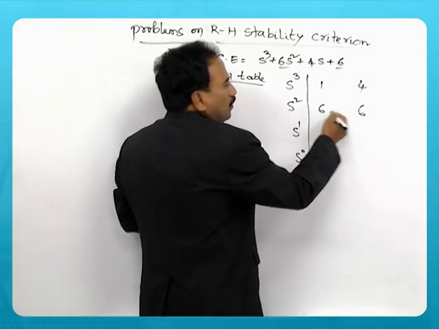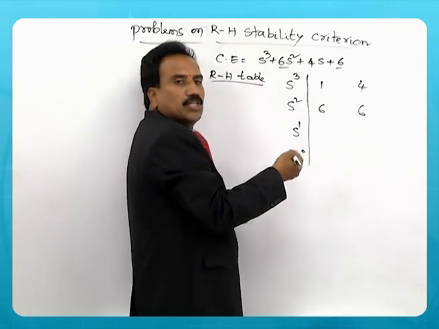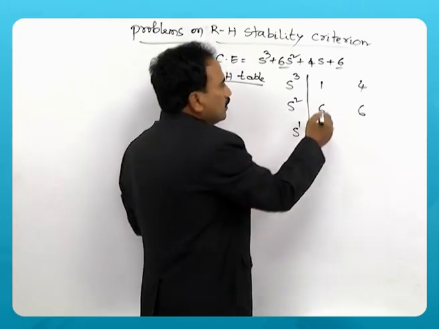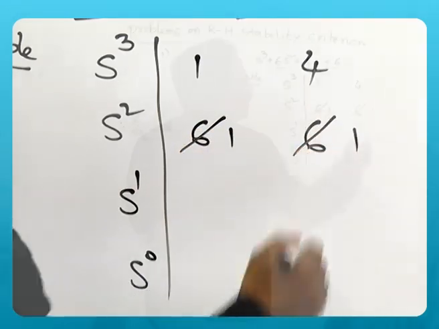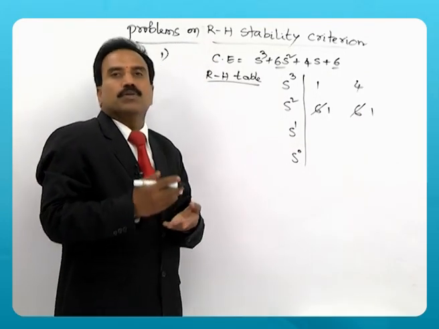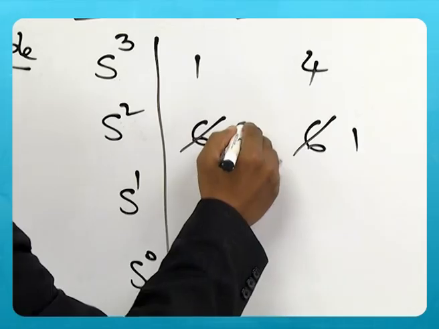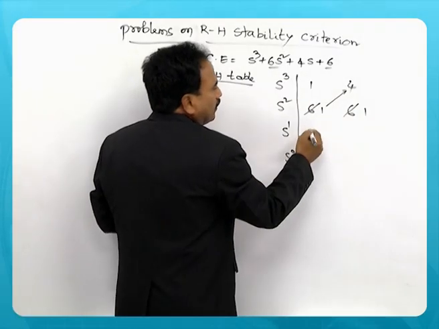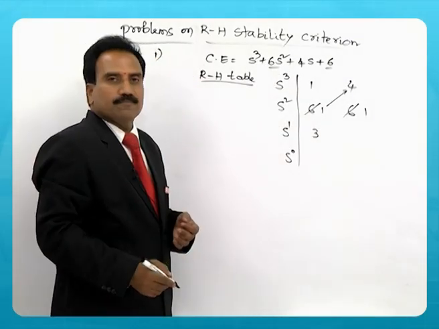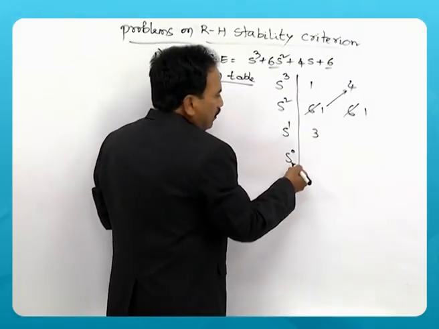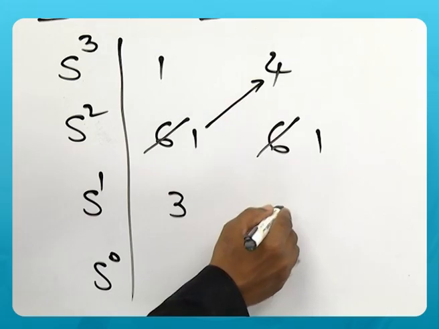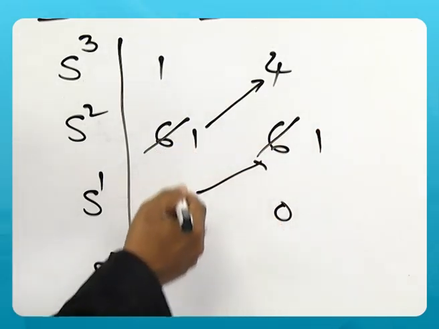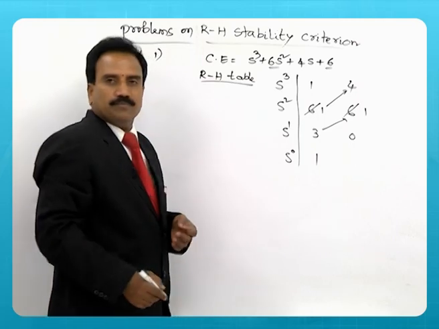When the row has elements which are divisible by a common number, you can divide it. So, the 6 and 6, I can divide by 6, so I get 1. That can be done for simplification. Now, see here, 1 into 4 minus 1, 4 minus 1, 3. So, this is the first element. Now, the s power 0 element I need to get. There is no other element here, so simply you assume 0. So, 3 into 1, 3 minus 0, by 3. So, you will get 1.